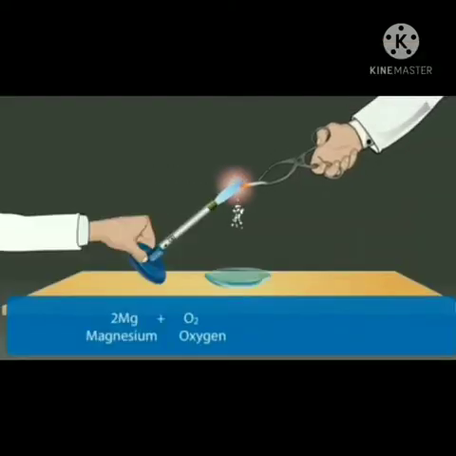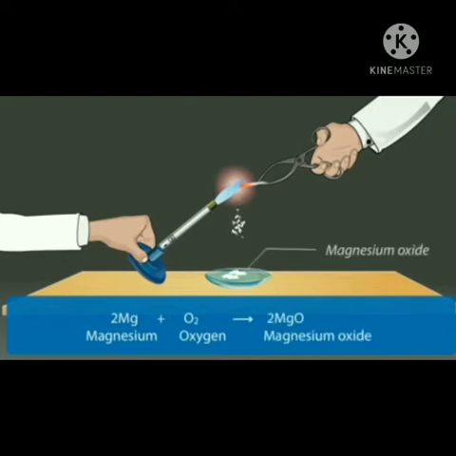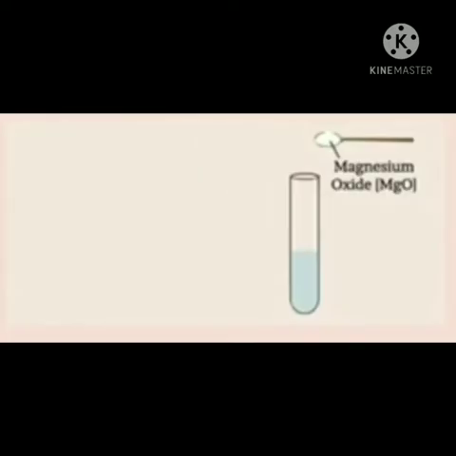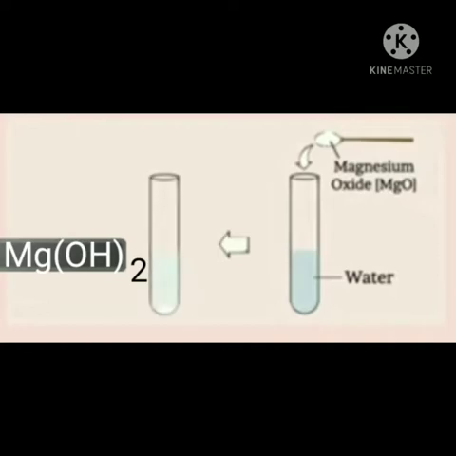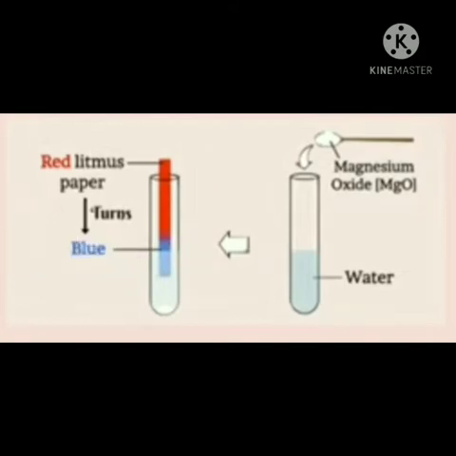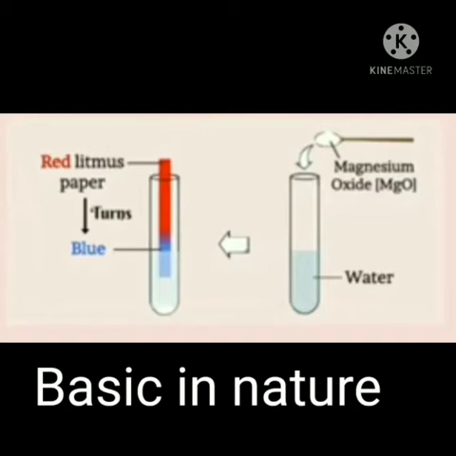Magnesium ribbon burns in air with a bright white flame, producing magnesium oxide. Magnesium oxide dissolves in water to form magnesium hydroxide solution. When we dip red litmus paper in it, red litmus paper turns blue. Thus, magnesium oxide is basic in nature.